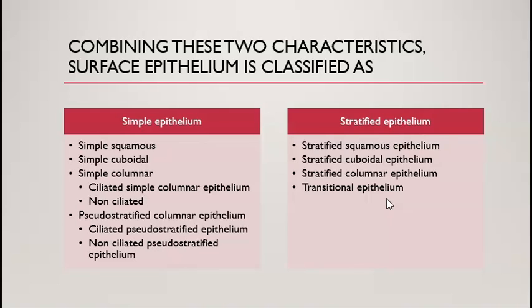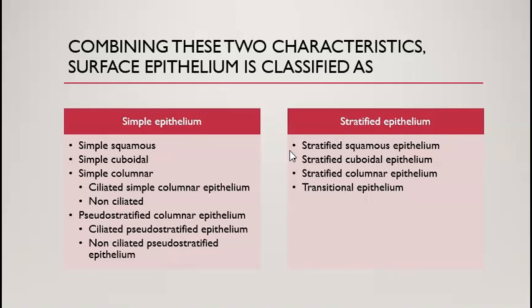Because of its multiple layers and elasticity, it is ideal for lining hollow structures that are subject to expansion from within. So these are usually located in the urinary bladder and portions of the ureters and urethra. Its function is that it allows the urinary organs to stretch and hold a variable amount of fluid without rupturing, while still serving as a protective lining. So this is about the classification of surface epithelium.